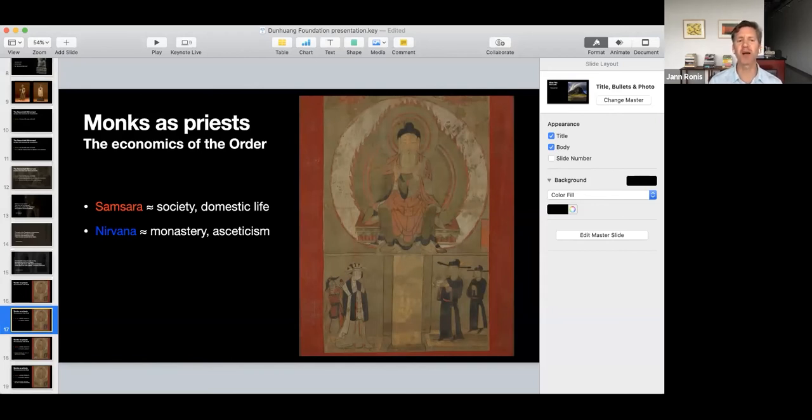All right, so if samsara is society and nirvana is the monastery, then does this mean that nirvana and samsara are opposed to each other and that never the twain shall meet? No, that's not the case. And why? That's because of karma. So I just mentioned earlier that karma is the fuel that perpetuates samsara. Every action leads to a reaction.